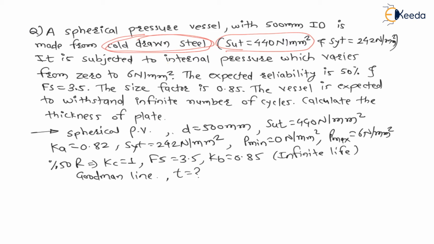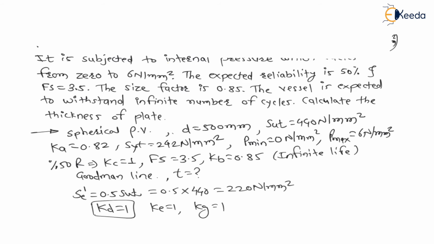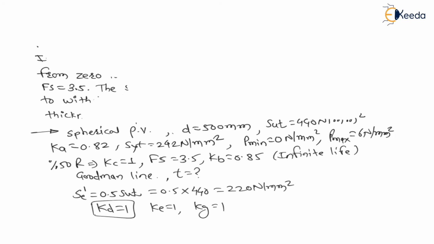Now, my dear students, see, the endurance strength for steel is 0.5 SUT, which is 0.5 into 440, which is 220 Newton per mm square. As nothing is mentioned about the stress concentration factor, I am assuming the modified stress concentration factor as 1. Again I am assuming the load factor as 1 and the temperature factor as 1, as they have not provided any data regarding them. If you are not able to calculate from the given data, then you have to assume 1.